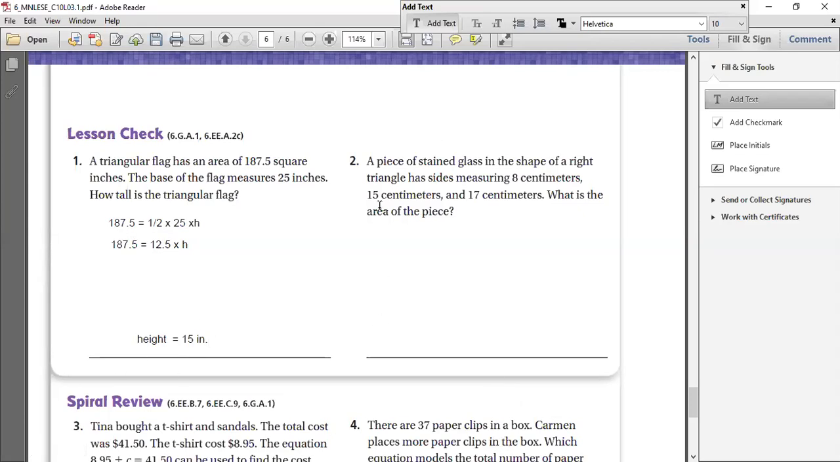Okay, so this question, most of you were not sure what the question was, but once I show you the drawing, you will know how to find it. Now see the question. I will read the question because I cannot simultaneously show you the screen as well. The question says, a piece of stained glass in the shape of a right triangle has sides measuring 8 centimeters. First, they say right triangle. So first let's draw a right triangle. Let me show you how a right triangle looks like.